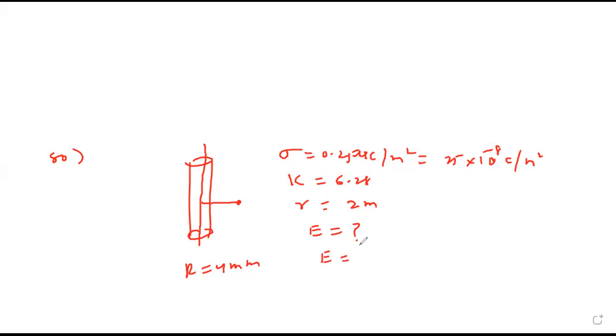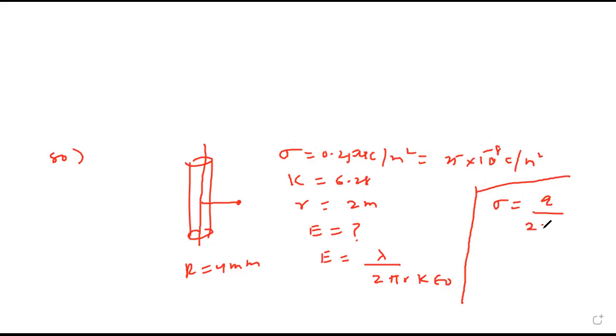What is formula for intensity at any point near long wire or charge cylinder? It is lambda upon 2 pi r k epsilon naught. Correct? Yes, sir. But in question they have given sigma, which is charge per unit area. Lambda means charge per unit length, so I should be able to convert it.